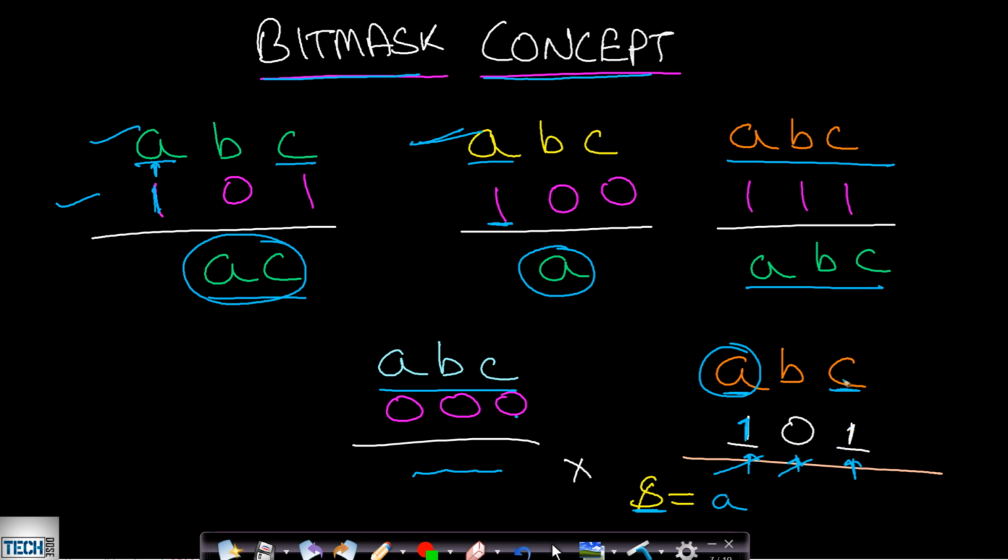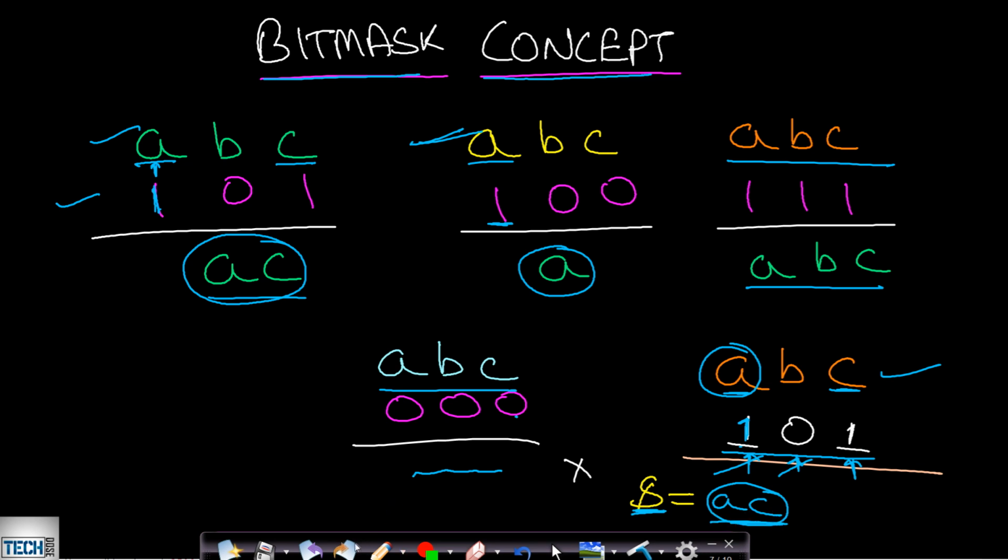Therefore this C will be appended to this string S. So this will be AC. So 101 will give you the string AC. So I hope you understood how we can use this bit mask on this given string in order to get a new subsequence of string.